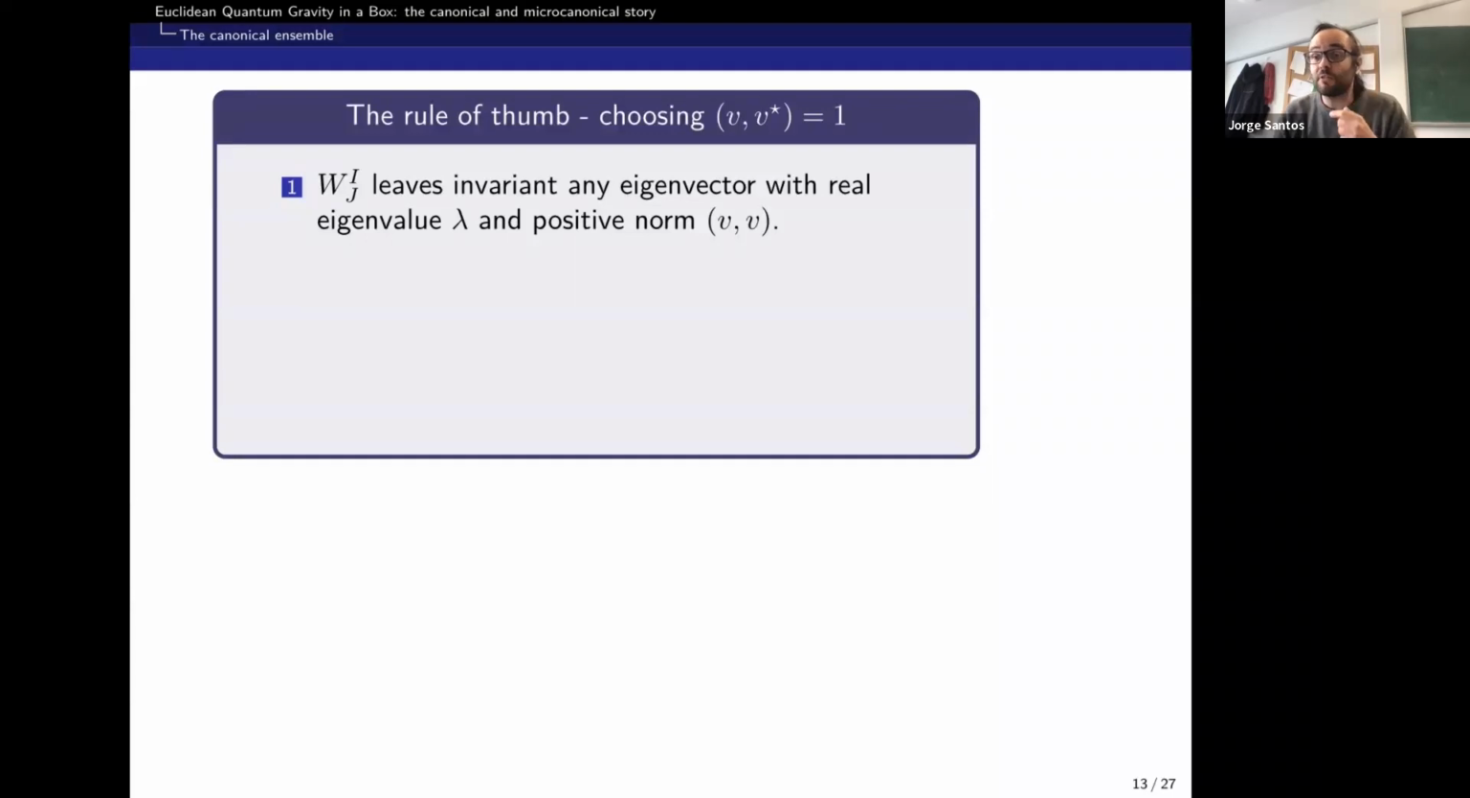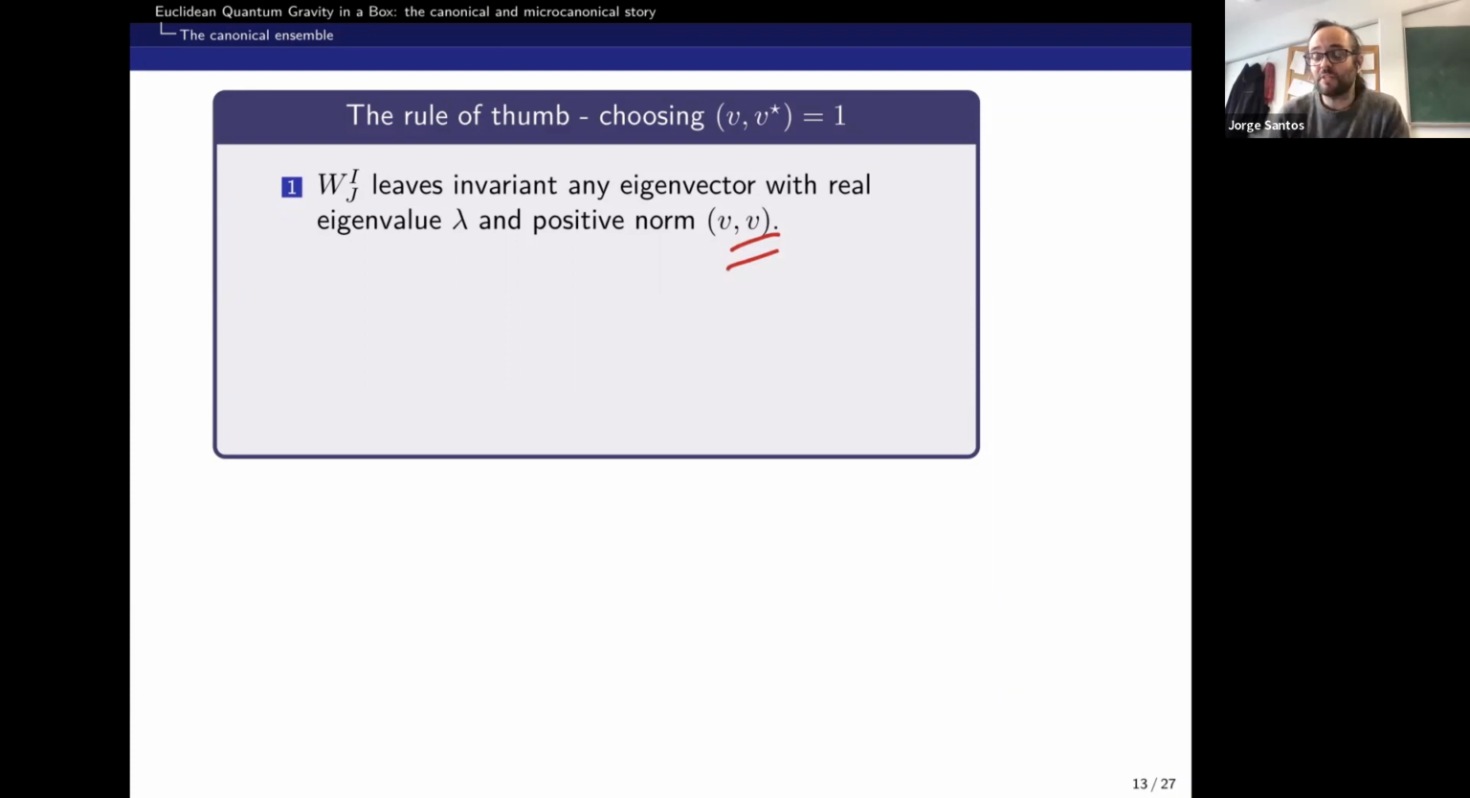So that means there's a normalization factor that we have to fix somehow. We have to normalize your eigenvectors somehow. And I'm going to normalize them such that (V, V star) is equal to 1. That's a very convenient choice. Assuming this choice, what is the rule of thumb? Well, we're going to require that our weak rotation is such that if lambda is real, and if the norm of the eigenvector is positive, then W should do nothing to the eigenvector.